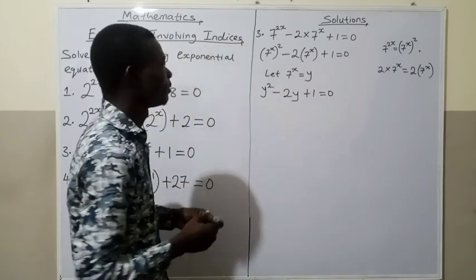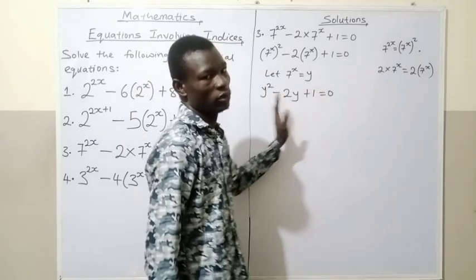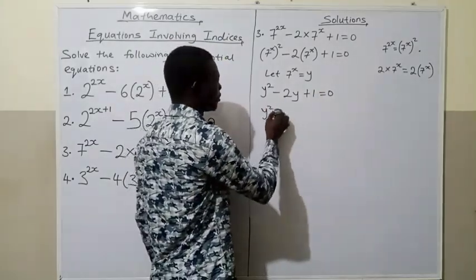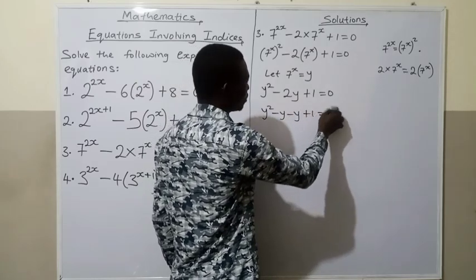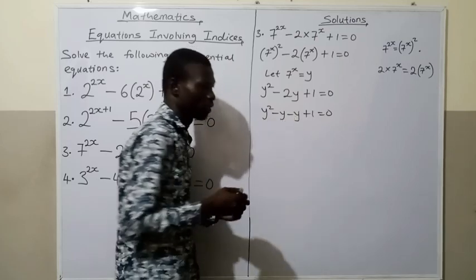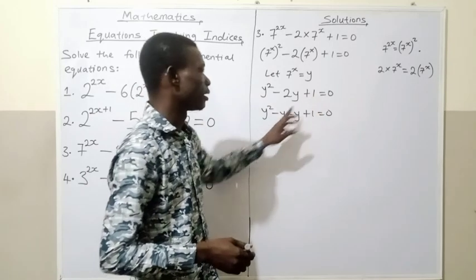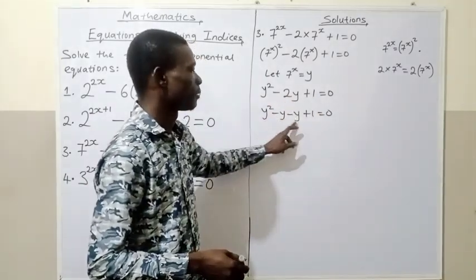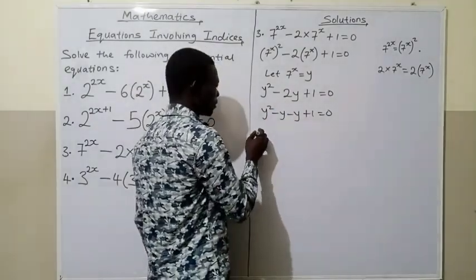So, as before, what two numbers will I multiply to give me positive 1, and if I add them, they will give me what? Negative 2. So I'll be having y squared minus y minus y plus 1 equals 0. The coefficient of y is negative 1. Negative 1 multiplied by negative 1 will give me positive 1. And negative 1 plus negative 1 will give me what? Negative 2. That's how I have minus 2y being the same as minus y minus y.